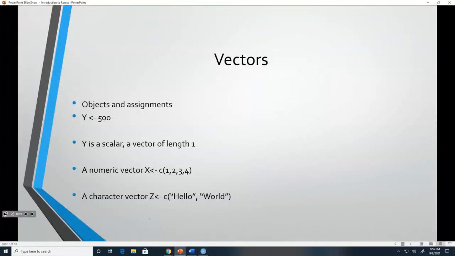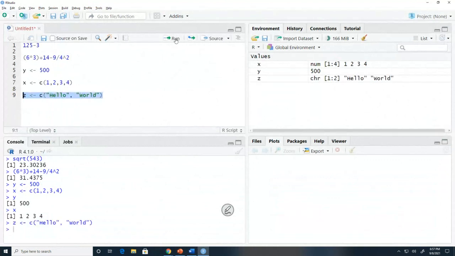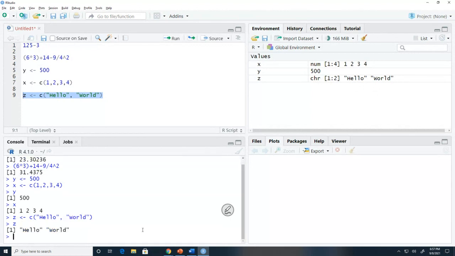Character vector, call it Z, and we'll make it hello world. So Z is the variable, it's a character vector, it's length 2, contains hello and world. Z returns hello world. So those are the different kinds of vectors that we work with in R.